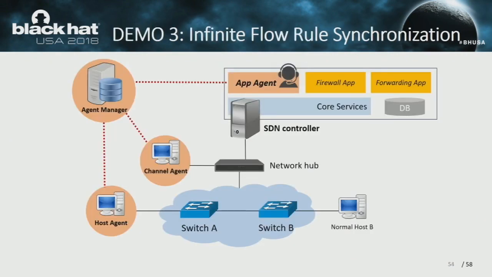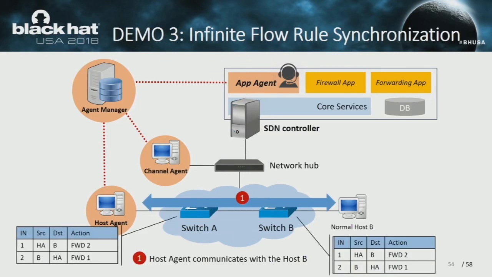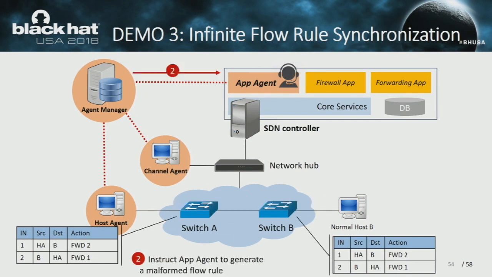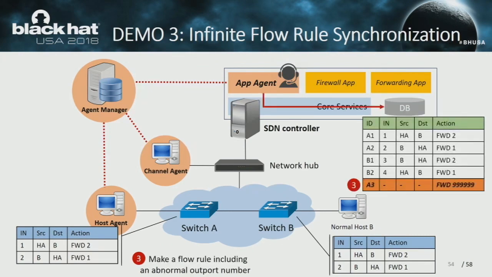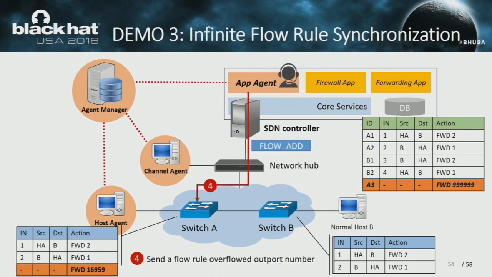So finally, again, let's look at how Delta can find out this attack. We assume that the host agent communicates with the other host, so there are related flow rules on the switches. Now the alternative manager instructs the app agent to make the malformed flow rule. Then the app agent randomly injects an output port number into the controller's flow table. So when the controller builds the OpenFlow packet, the injected output port number is overflowed, so it is changed into an unintended value.